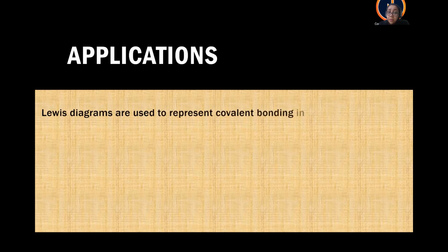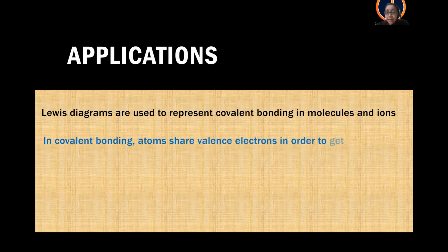Lewis diagrams are used to represent the covalent bonding in molecules and ions. Now, students, let me remind you, covalent bonding is a bonding where there is a sharing of electrons, right? In covalent bonding, the atoms share the valence electrons, and most importantly, why they share and how much they share. They want to fulfill their octet.